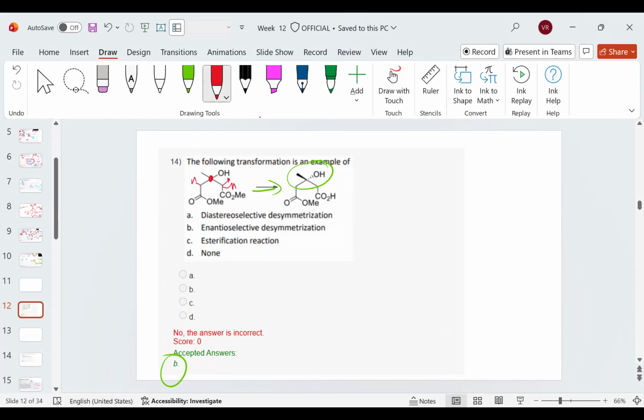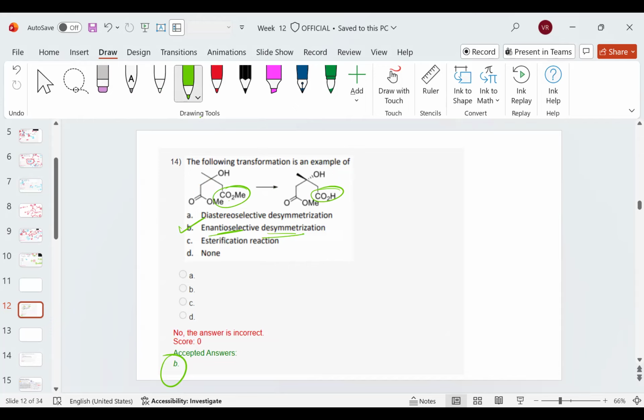All groups are two equivalent. So it is all about the... Okay, here also there is another change. This is the ester, and here it gets the acid. So basically, this is more about enantioselectivity. Therefore, they have mentioned the enantioselective.